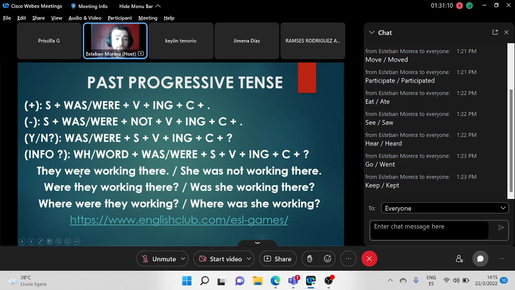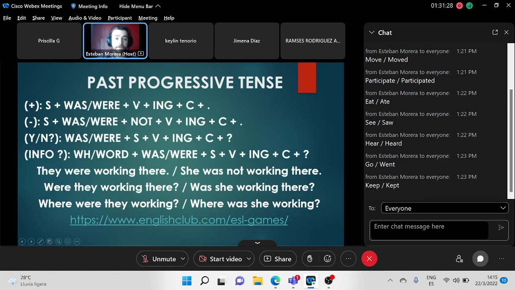For example, they were working there. She was not working there. Positive sentence, negative sentence. Were they working there? Was she working there? Short questions. Past progressive. Where were they working? Where was she working? Information questions in past progressive tense.